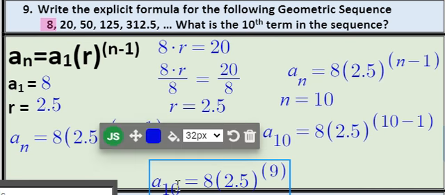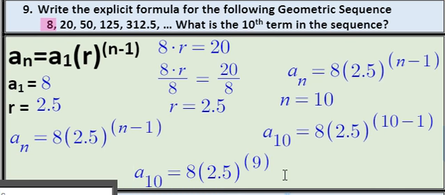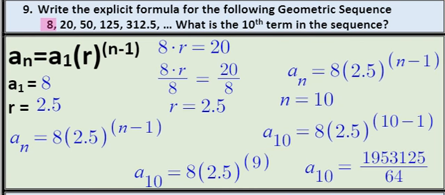And this is where I would not try to calculate this on my own. I'm going to go straight to a graphing or a scientific calculator and calculate. So when I put that in my graphing calculator, I still get kind of an ugly fraction, which will happen from time to time. So it's 1,953,125 all over 64. So that's how we do the explicit formula and find a value in a geometric sequence.